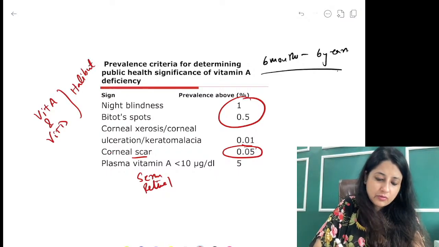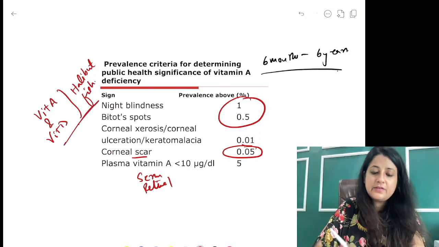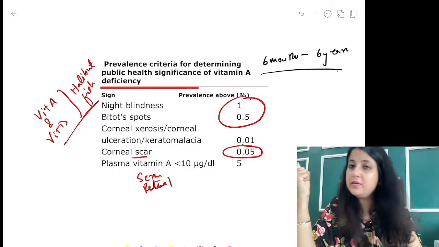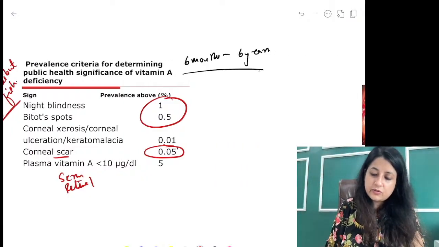What is the richest source with that? It is halibut fish. Both vitamin A and vitamin D, richest sources halibut fish. Moving to the next question.